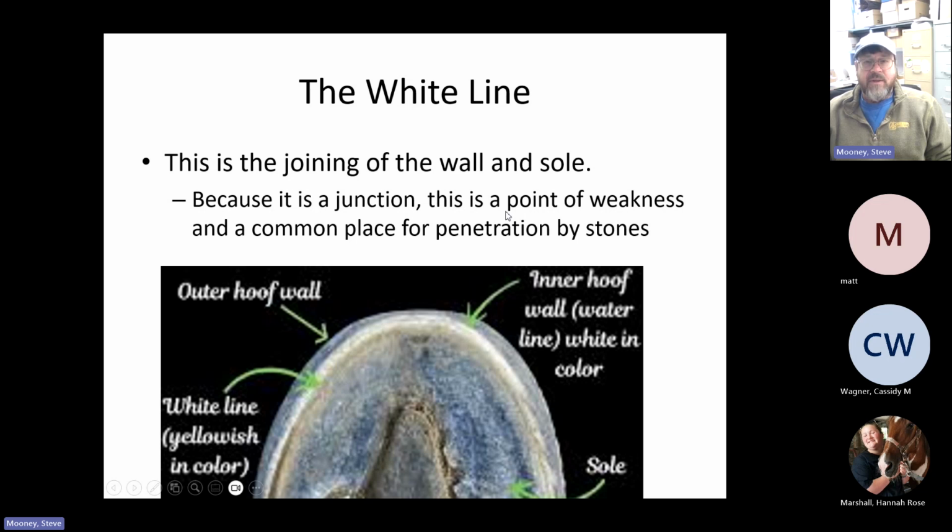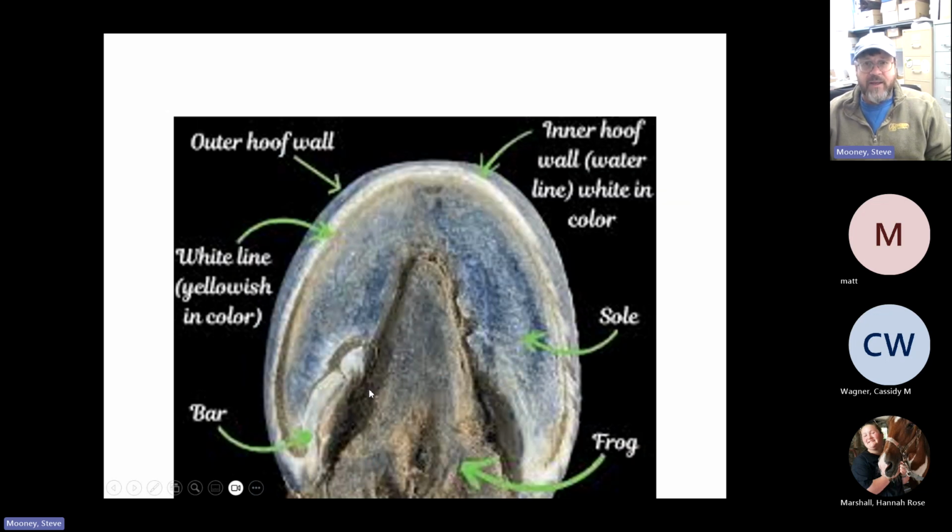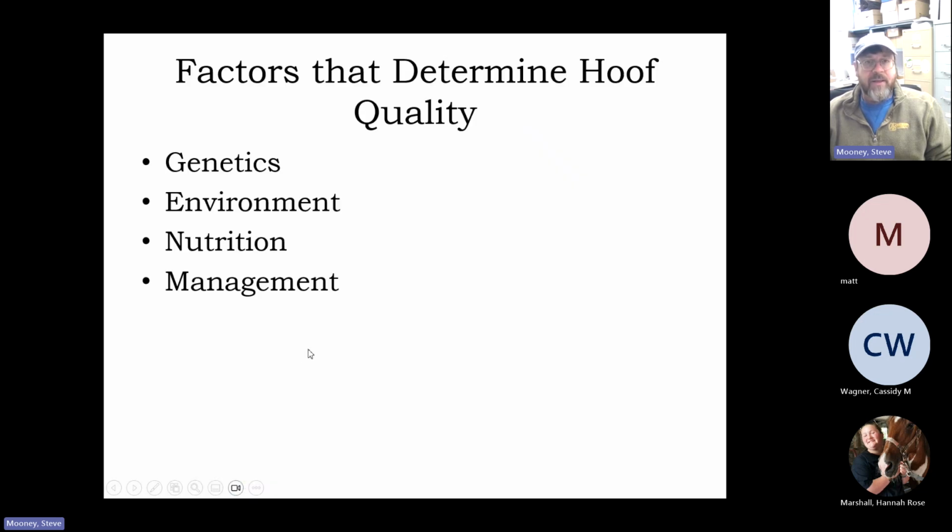Point of weakness and a common area for working through on our unshoed animals. They might get stones penetrating through that break. So wherever that white line is, that's our break.